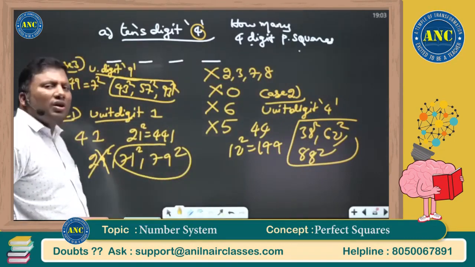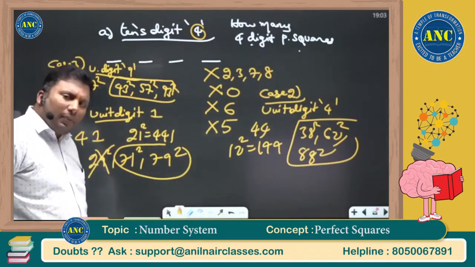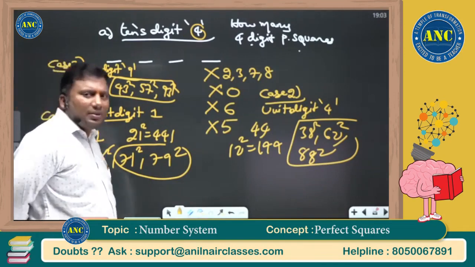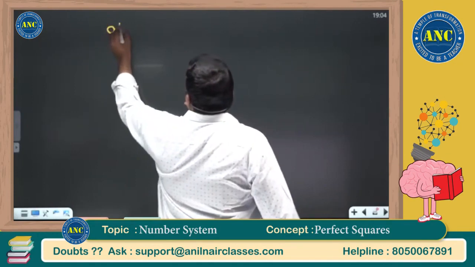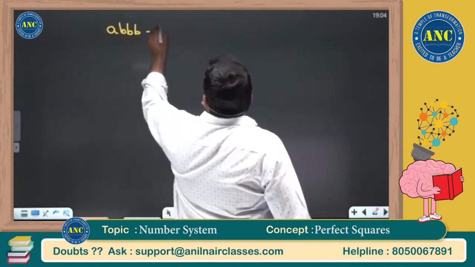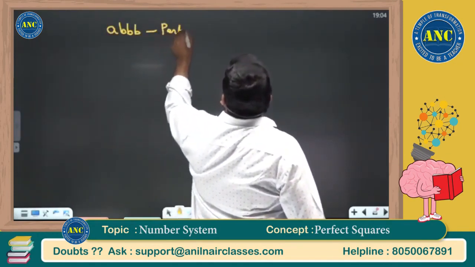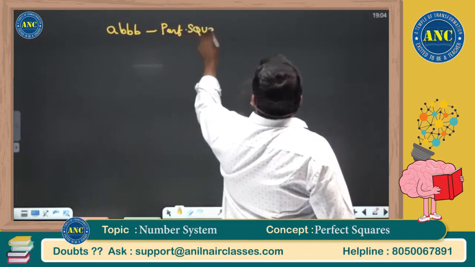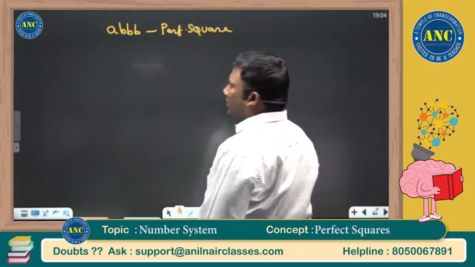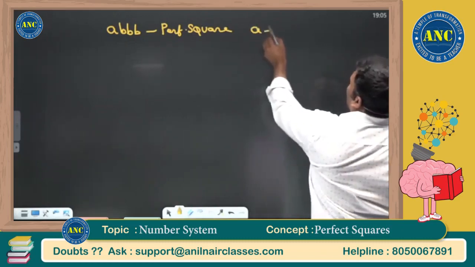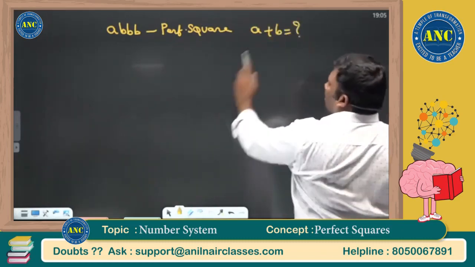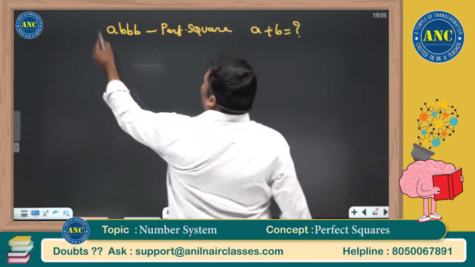Is the idea clear? What are the cases we did? Tens place odd number we did. Tens place even number we did. Full problems based on AABB. AABB is a perfect square. Why tomorrow? We will discuss right now itself. AABB is a perfect square. A plus B equivalent to how much?